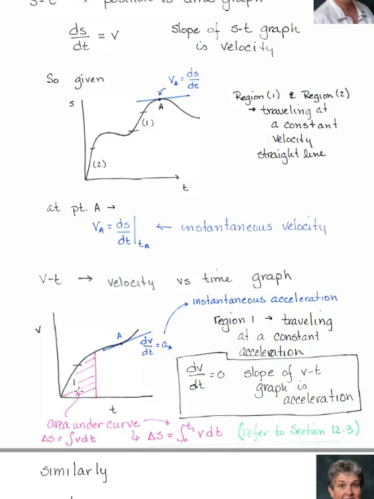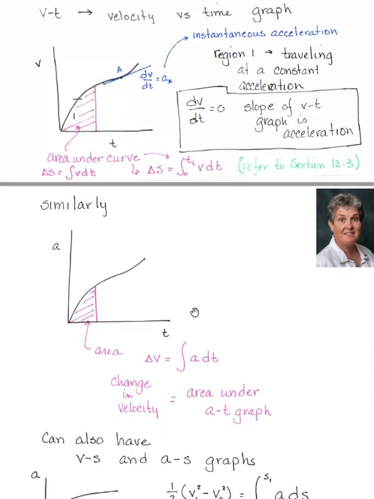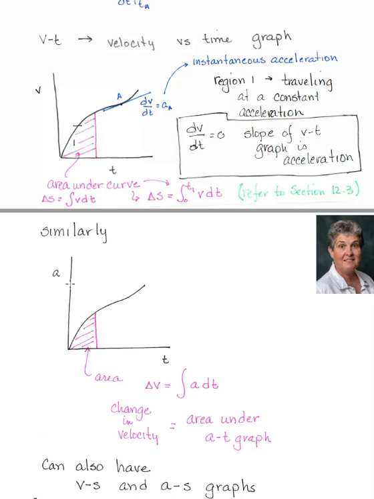My change in position is going to be related to the area under the curve, and we're going to evaluate our integral from 0 to time t1, which is going to give us this pink area here, on our velocity versus time graph. Similarly, we can do an A-T graph, and we can use the area under the A-T graph to give me my change in velocity.